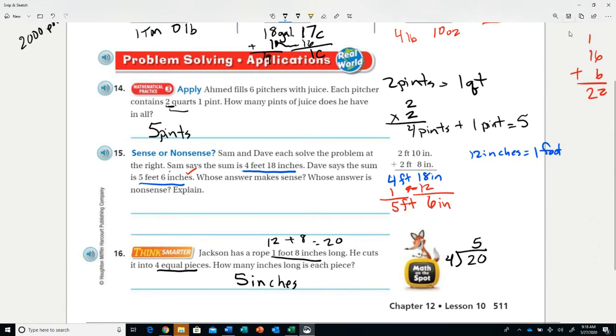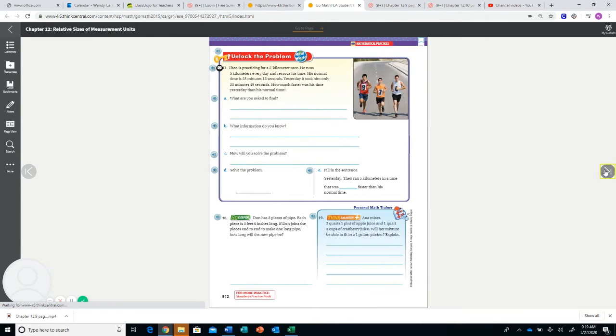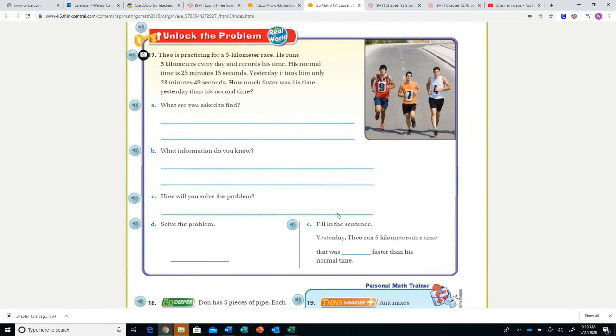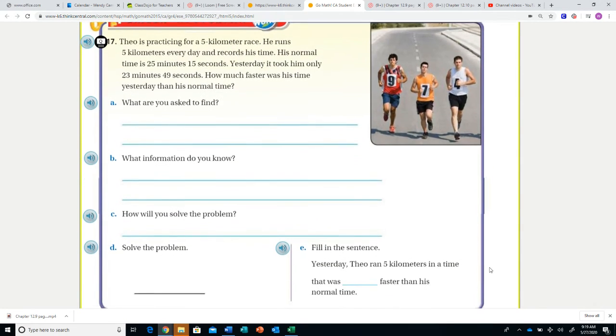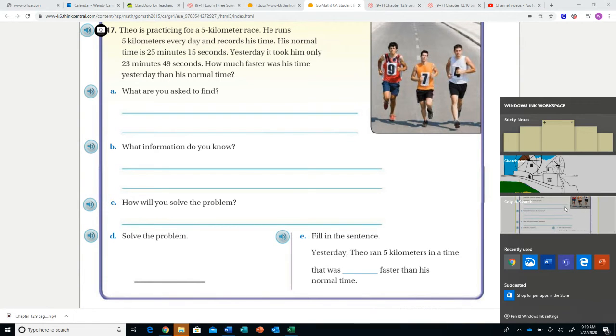All right, that's it for page 511. Let's move on to 512 and see what we have in store over there. A big problem. Okay, so let me just unlock the problem here, and we will move on.